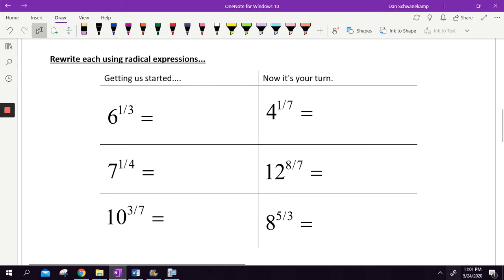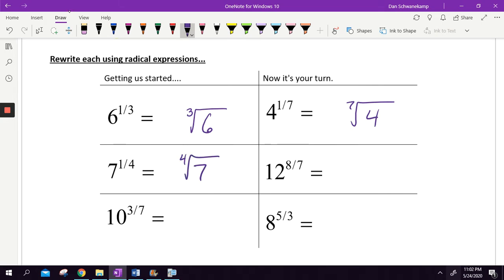So if we go one way, we can go back the other way. The 1/3 power, I've got a fractional exponent, so I know I'm going to have a radical involved. There's a third on the bottom, so that is the root. So it's the cube root of 6. This is going to be the 7th root of 4, because it's a fraction exponent. I know it's a radical. The 7's on bottom, so it's the root value. 7, 4th root, because it's the 1/4 power.